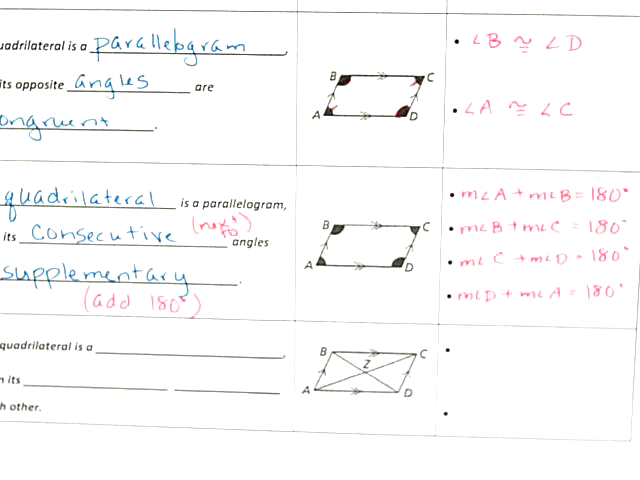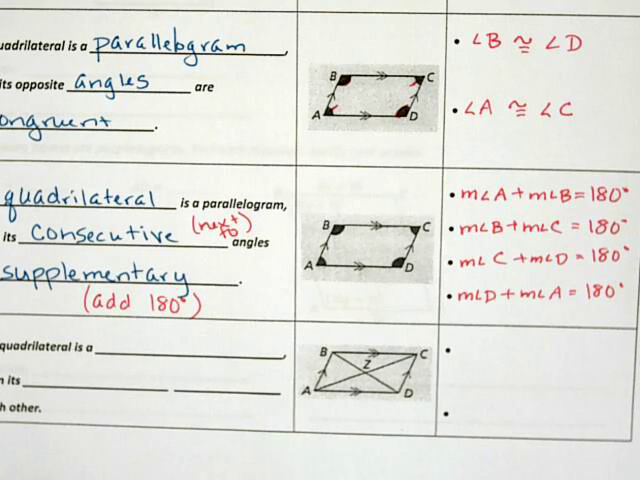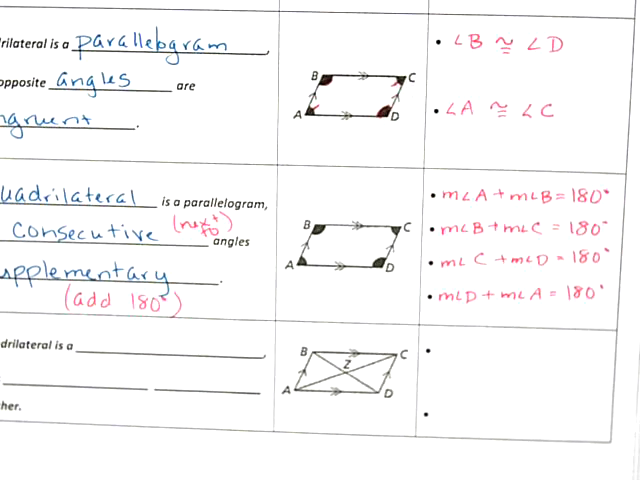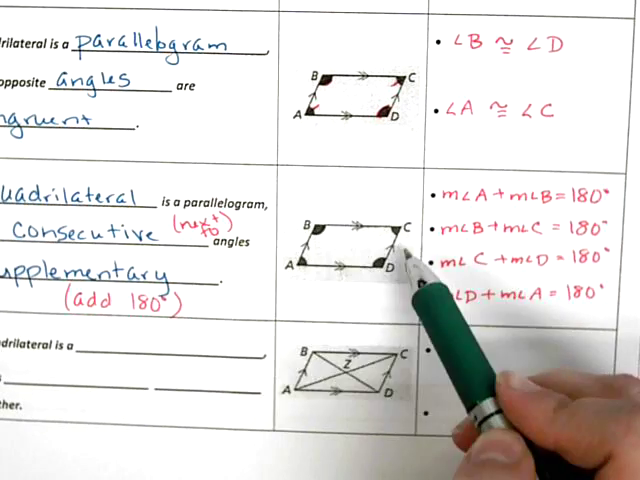And this should definitely make sense to you because we've talked a lot about parallel lines. And if I were to extend these, let's start with AB and CD.